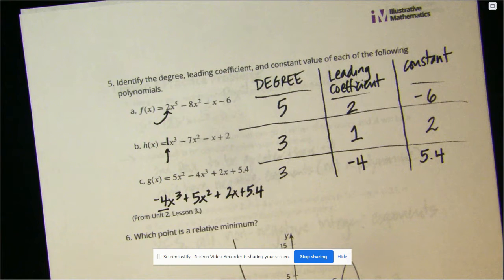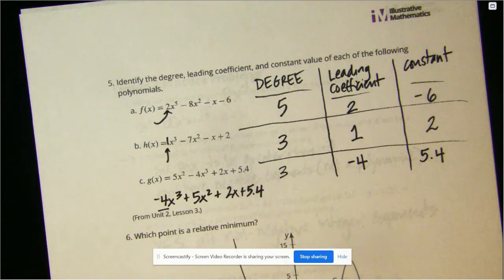The reason we are practicing all this is because these are going to tell us some important things about a polynomial in the future.